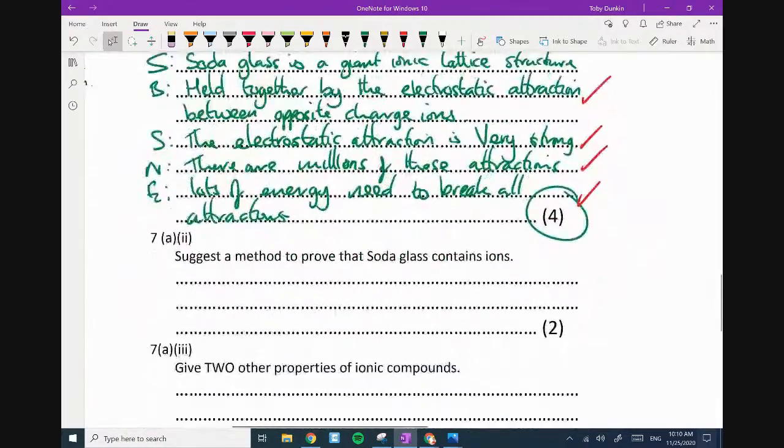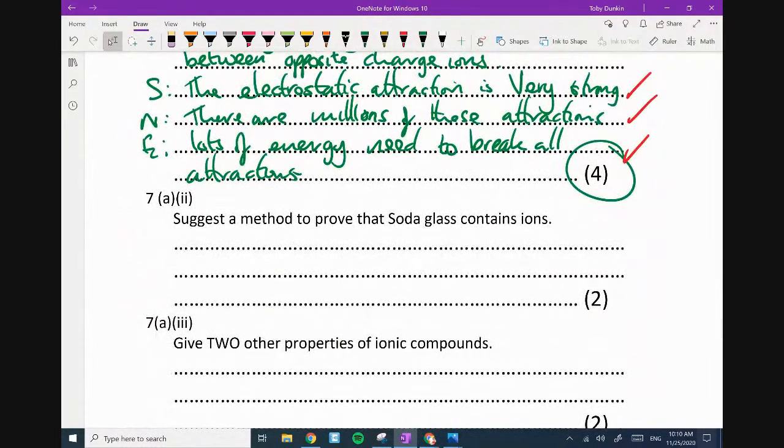Really lovely. Suggest a method. Oh, it's a continuation. Suggest a method to prove soda glass contains ions. Love it. We've already had this today in this lesson. On the chat, please. I wonder who can tell me. Suggest a method to prove that soda glass contains ions. 2 marks, 2 bullet points.